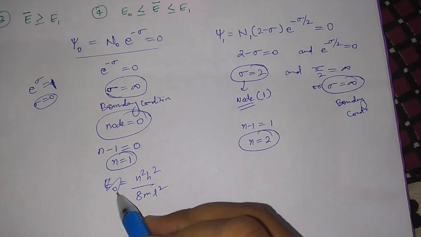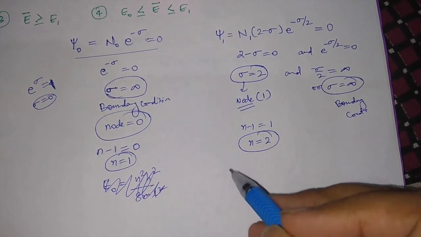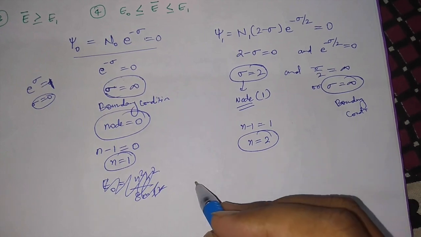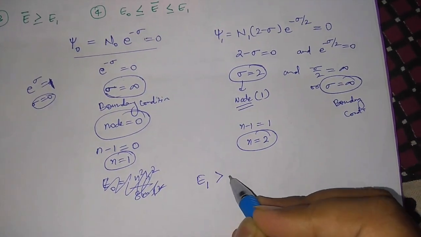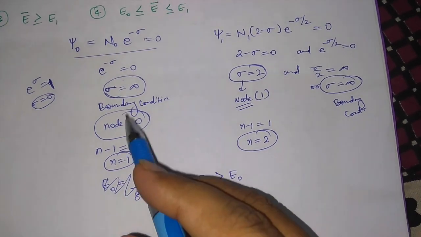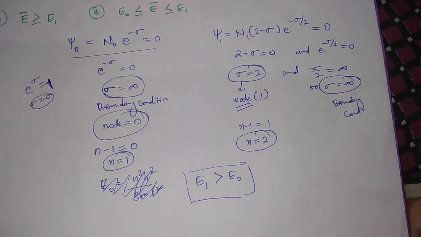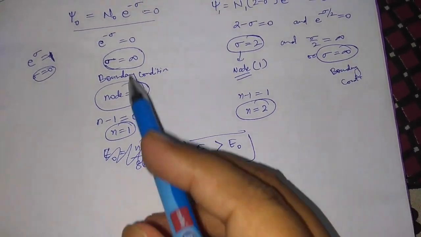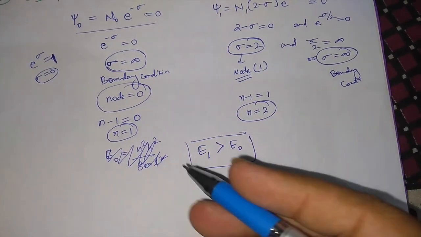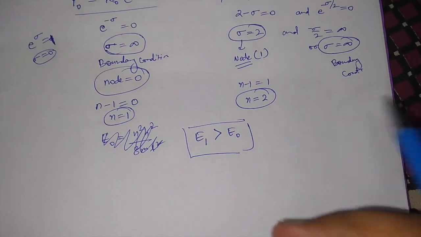But you know that the one with the higher value of n will have a higher energy value. So you can say that E1, which is for the excited state, will be greater than E0, because E0 is your ground state. So E1 is greater than E0. Both of these are exact energy terms which we have calculated, the exact average energies.